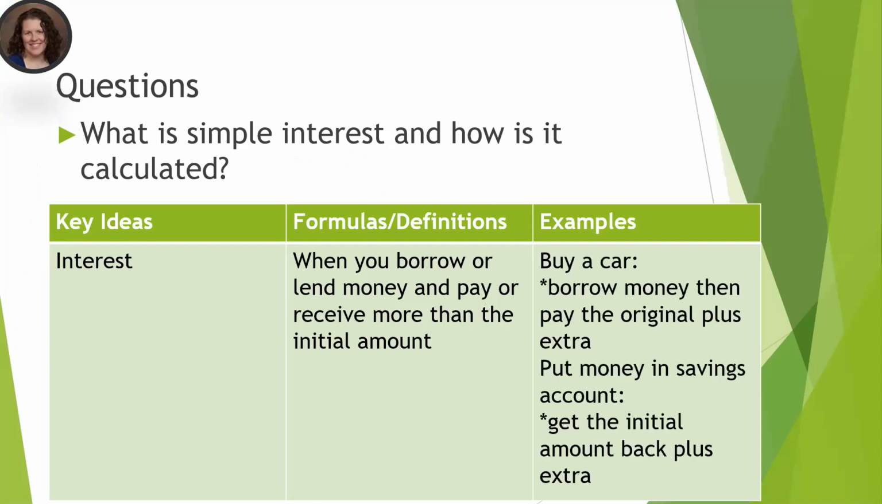So for example, if you buy a car, you're going to borrow a certain amount of money. And then in the end, you're going to pay back that amount of money plus extra. That extra is the interest. Or if you put money in the bank and let it grow for a little bit, after a certain amount of time, you'll take out the original amount you had plus you'll have some extra. And that extra is the interest.